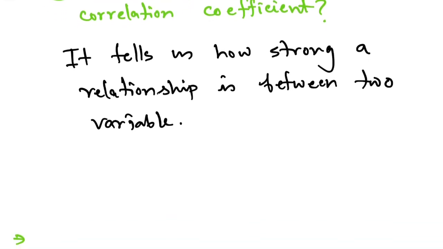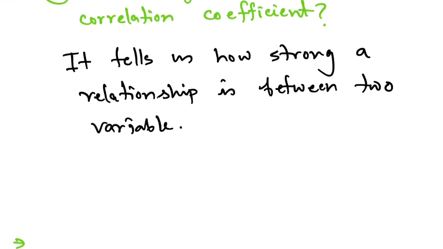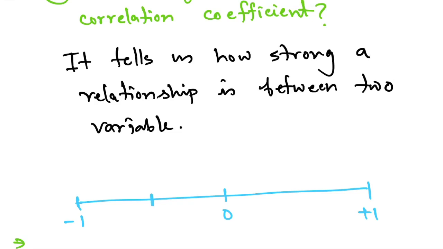So let's go over the correlation coefficient. This is our number line, this is our 0, so -1, +1. The correlation coefficient tells us how strong a relationship is. Let me explain what that means. This is going to be -0.5, and that's going to be +0.5.